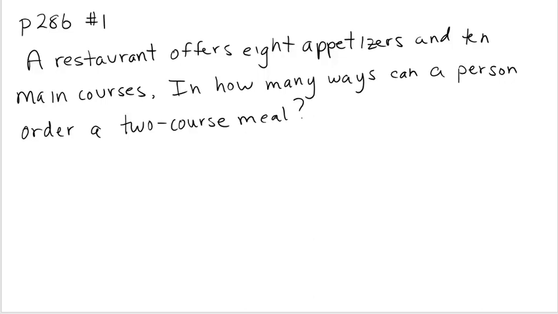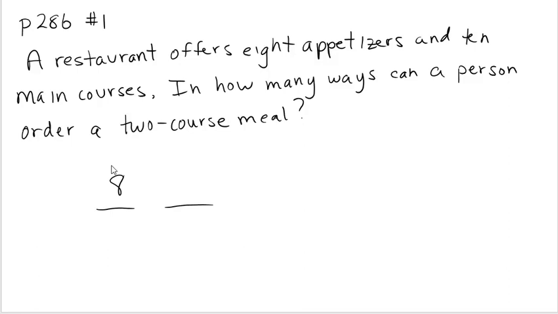It says, a restaurant offers 8 appetizers and 10 main courses. In how many ways can a person order a 2-course meal? So the person ordering a meal has 2 choices, and I'm going to represent these with blanks. I don't require that you draw the blanks, but I think it's a good idea, especially as the problems get more difficult, to give yourself a blank for each of the choices or options that you have. It says that there are 8 appetizers to choose from.